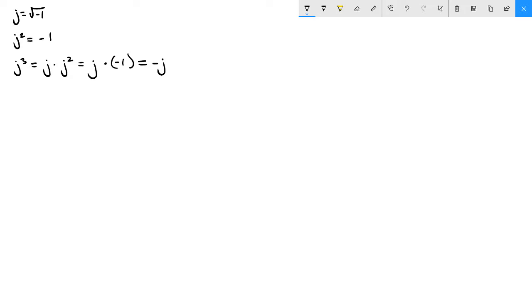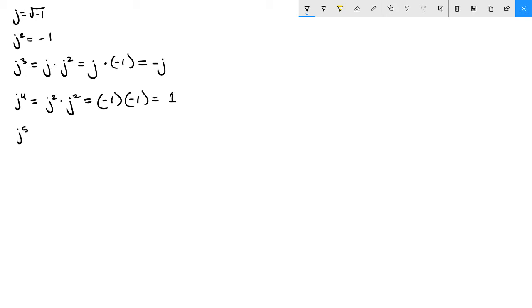And the reason that we're increasing the powers one by one is because eventually as the powers increase for j, or the imaginary number, the output will start following a certain pattern depending on what the power is. So now let's move on to the next power. So we have j to the 4, which can be written as j squared times j squared, which is just negative 1 times negative 1, which is a negative times a negative, which means that the answer is just positive 1.